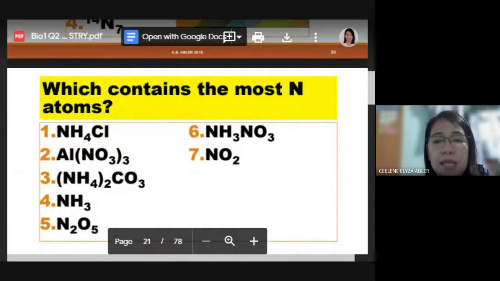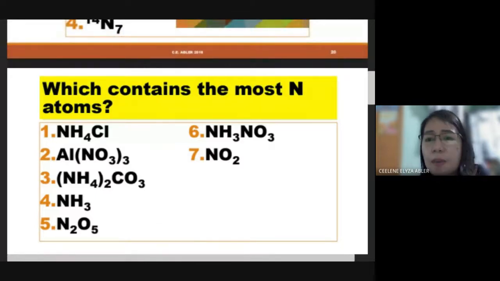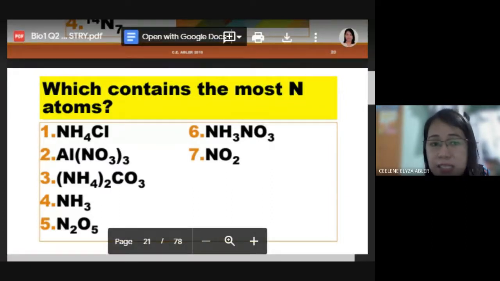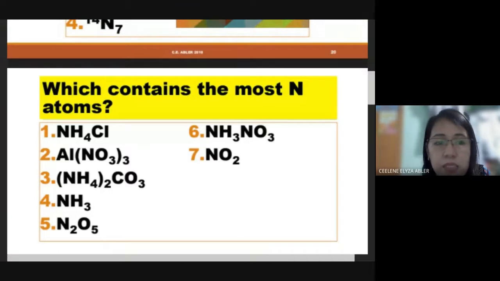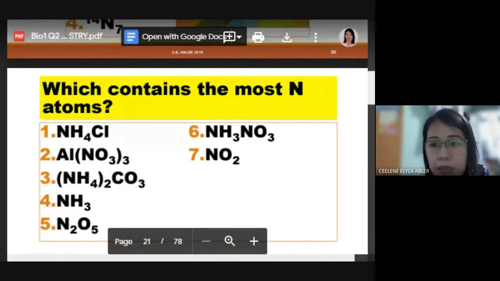Okay, for this one, let's have a review of counting atoms. This is important for your lessons for the entire quarter. So, which of these has the most nitrogen atoms? We can count from 1 to 7. Let's see which one. From number 1, we have only 1. From number 2, this is times 3. This is 3, multiplied inside here. So this is 3 for number 2.